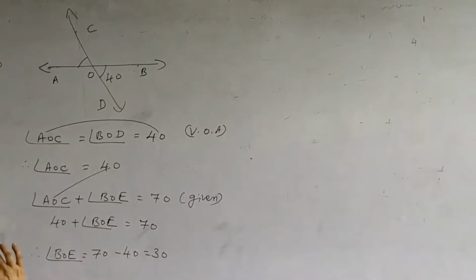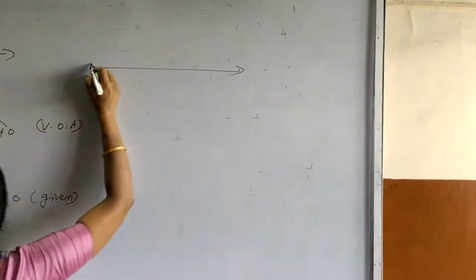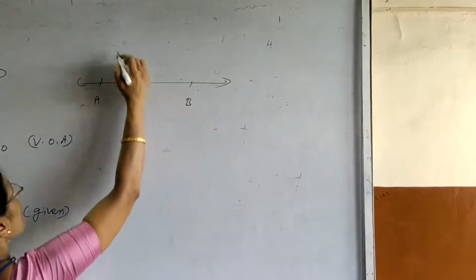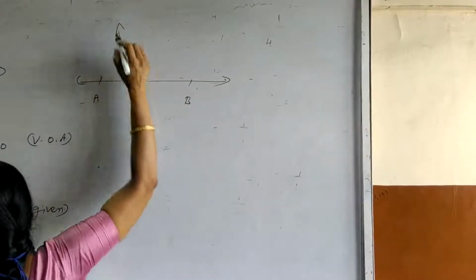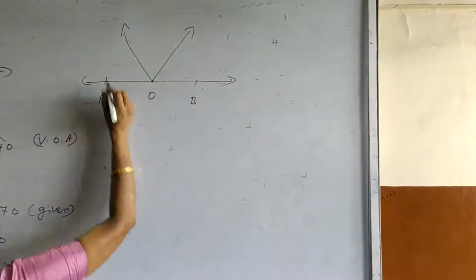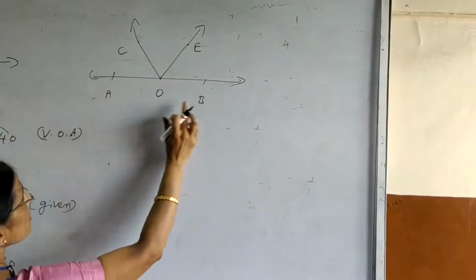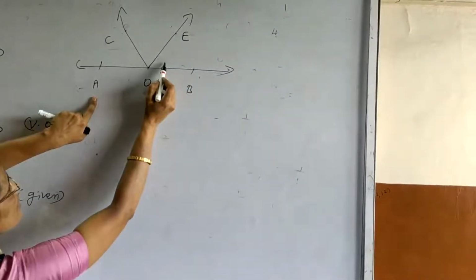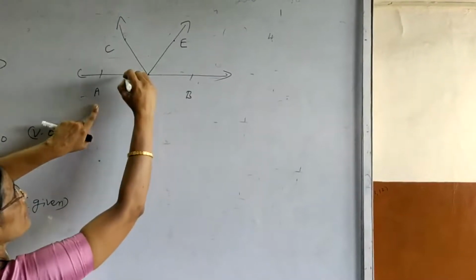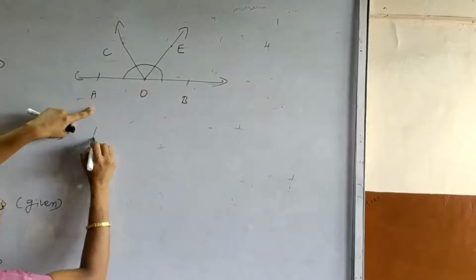Now, I draw another figure using the given figure. On line AB, we can see two rays emerging from the same point O. It is ray OC and ray OE. Because AB is a straight line, the sum of the three angles above the line becomes what? Becomes 180. The entire angle becomes 180. So can you name the angles?